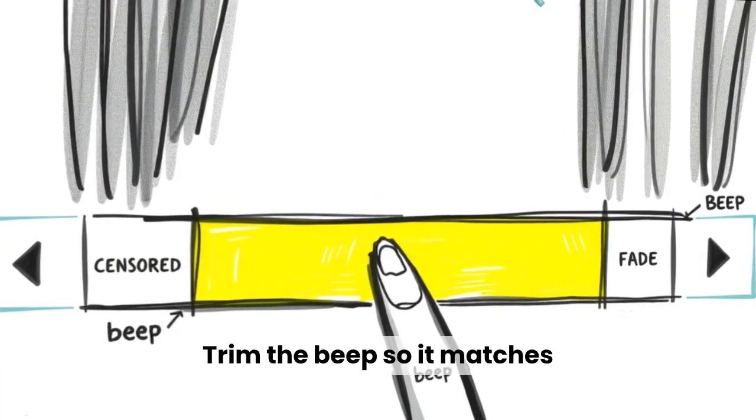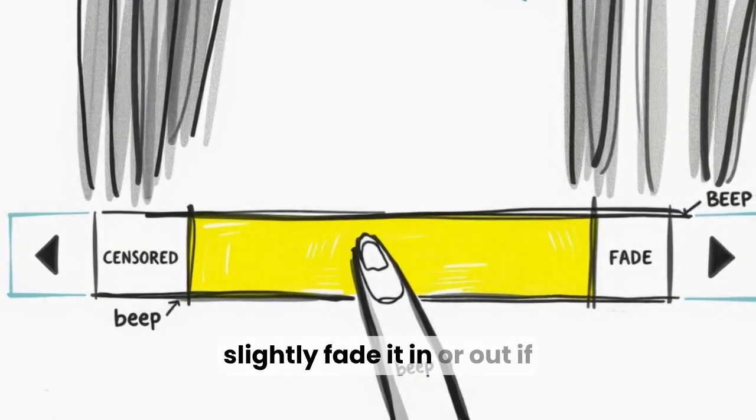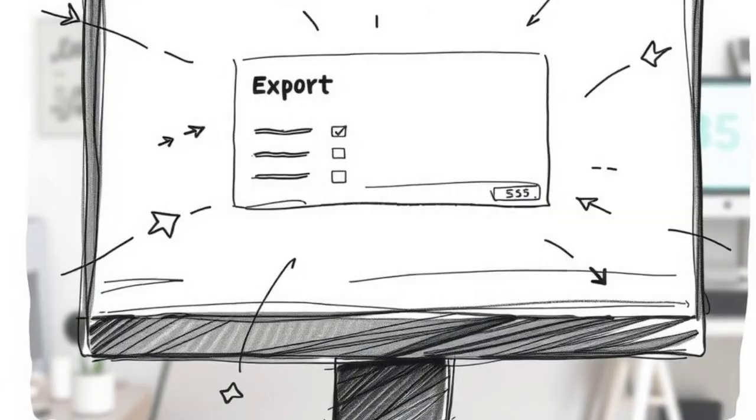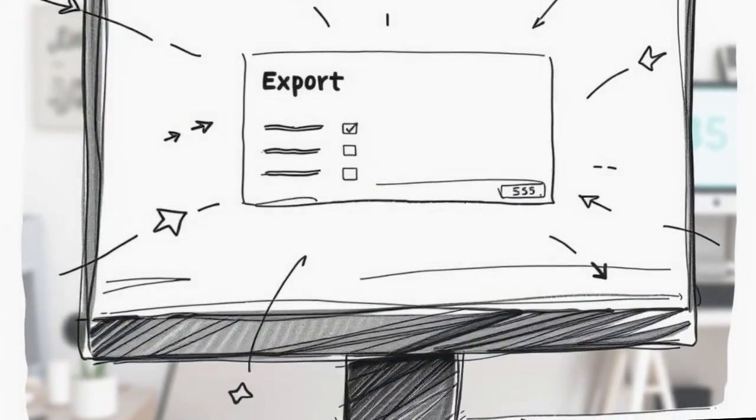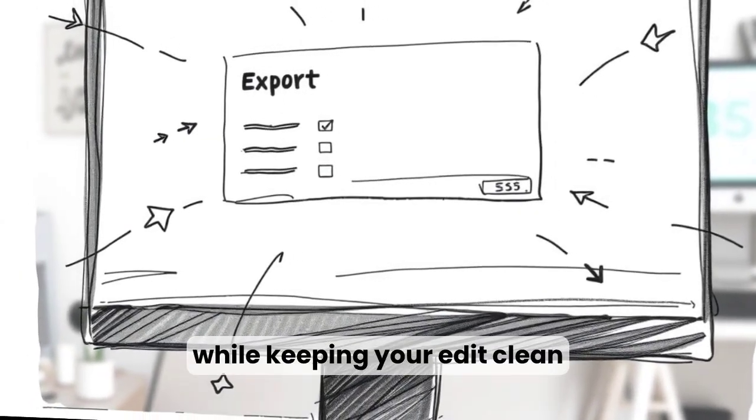Trim the beep so it matches the length of the word, then slightly fade it in or out if it feels too sharp. Repeat this for every bad word, then export. That's how you quickly mute or bleep bad language in CapCut while keeping your edit clean and professional.